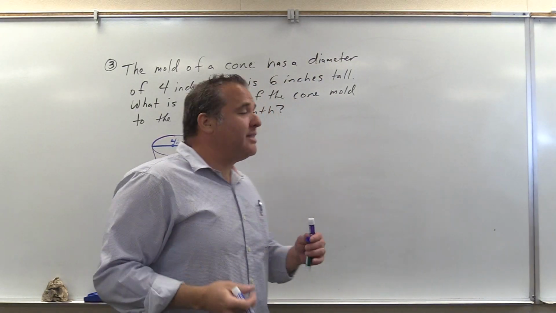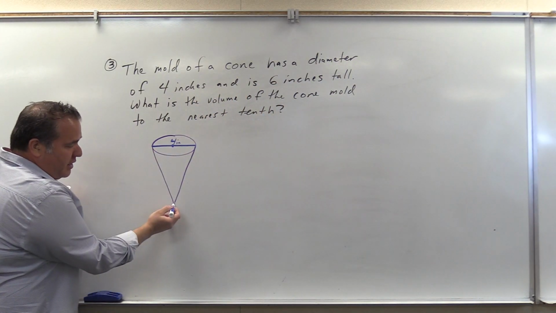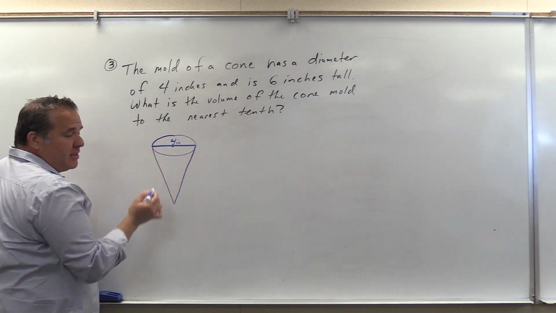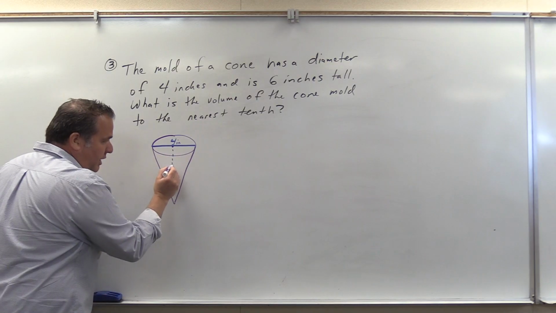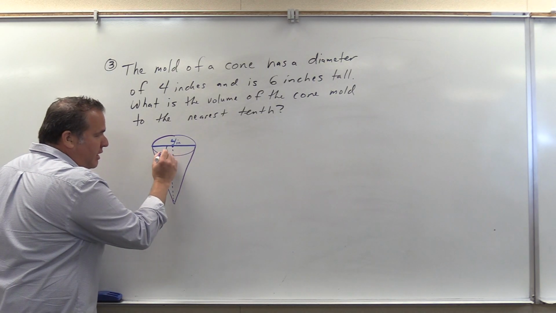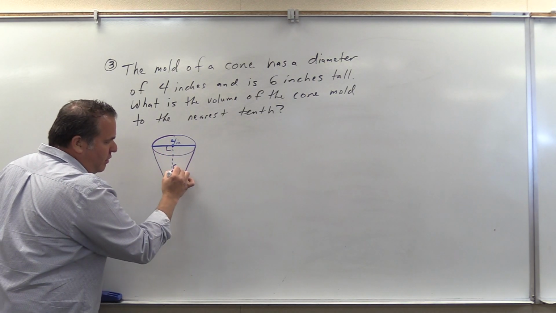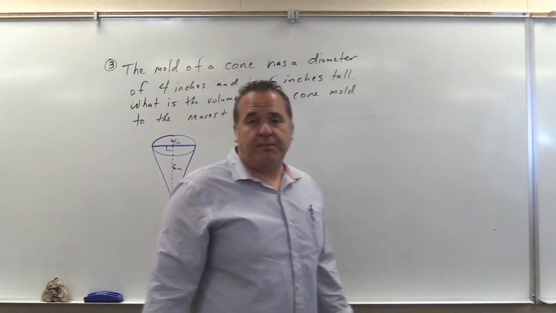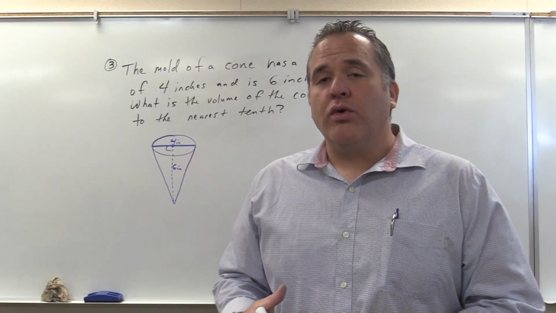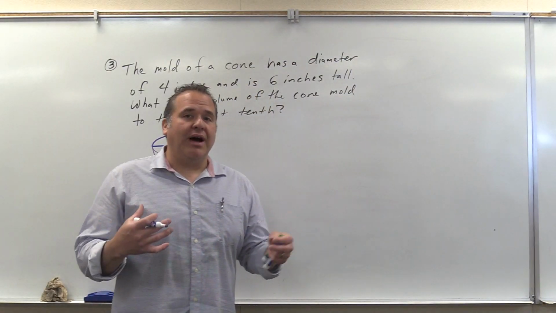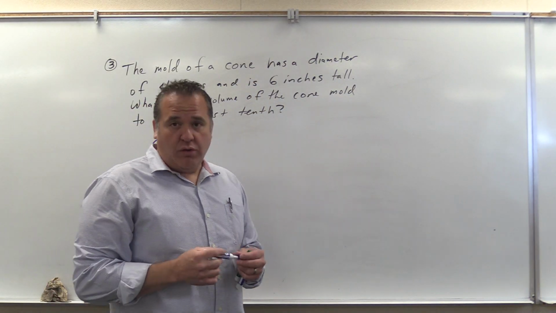So what that means is this cone right here, from this point right here up to the center, if I were to draw this, see like this, making that right angle, this is going to be 6 inches. So we need to use this information in order to figure out the volume of the cone.